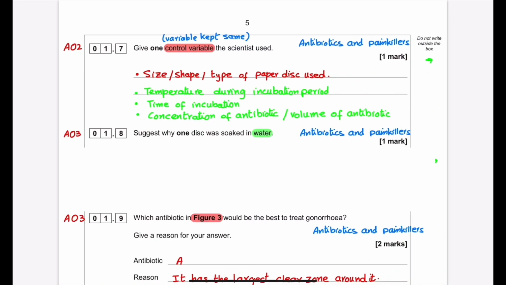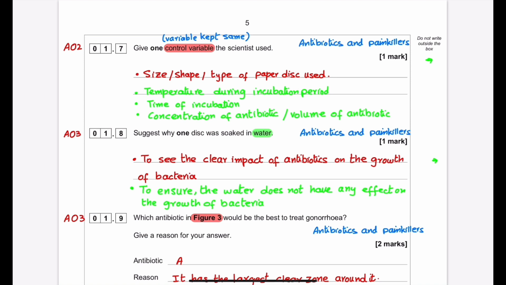Let's see the model answer. To see the clear impact of antibiotics on the growth of the bacteria, or to ensure that water does not have any effect on the growth of the bacteria. So it will help to understand which antibiotic is very effective.